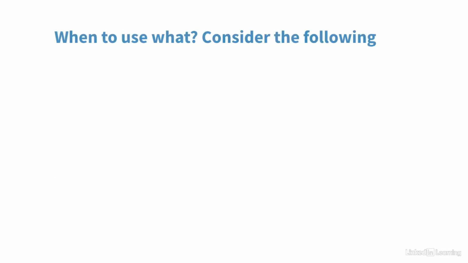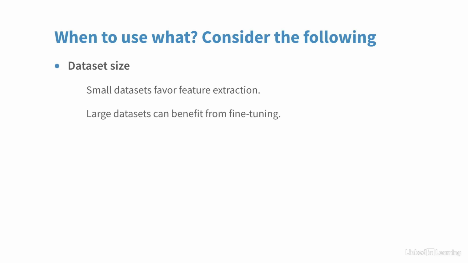So if you're wondering when to use fine-tuning versus when to use feature extraction, here are some helpful hints. First is considering the size of your dataset. If you're working with a small dataset, you might want to use feature extraction because feature extraction is safer for small datasets than fine-tuning, as fine-tuning can lead to overfitting. If your dataset is large, then consider fine-tuning, as having more data helps mitigate the risk of overfitting.